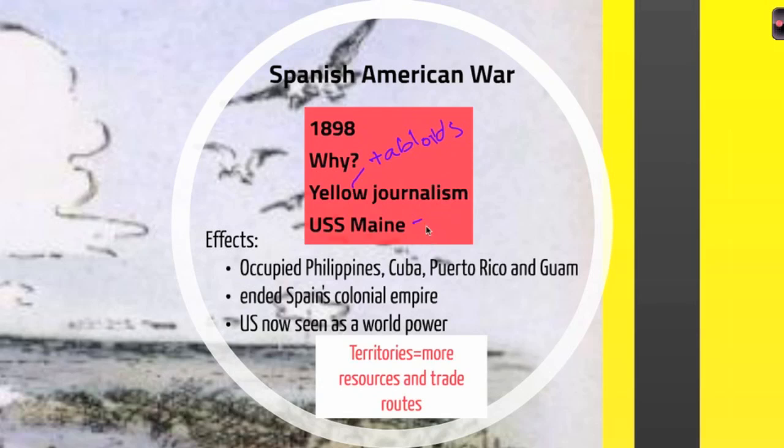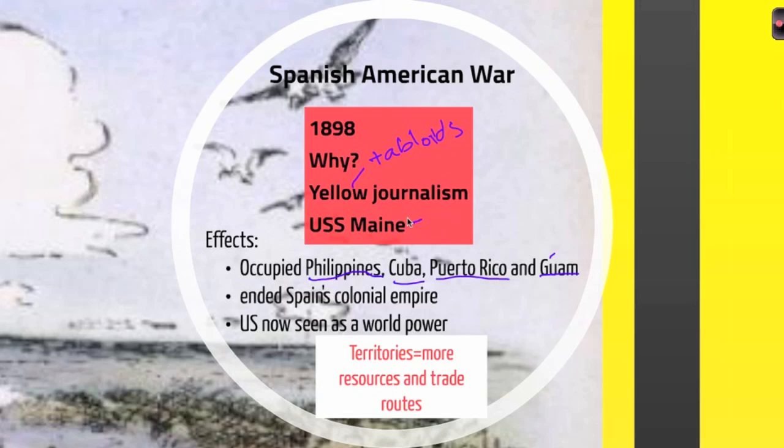Like I said, it's a very short-lived war, but the biggest thing that comes out of this is Spain loses its territories, what little it has left. So we end up getting the Philippines, we end up getting Cuba, Puerto Rico, and Guam, which are all small islands. Cuba and Puerto Rico are in the Caribbean, while Guam and the Philippines are over in the Pacific.